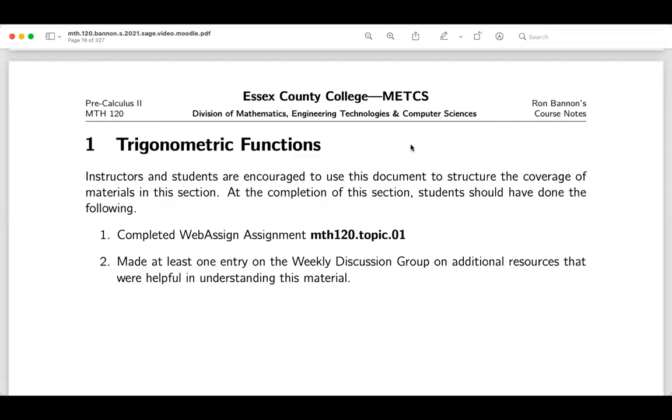Okay, we're in section 1 of the notes, and we've covered this section already. This is the trigonometric function section. Once you're done covering the entire section 1 of the notes, you were to then go to WebAssign and complete the Math 120 topic 1 of the WebAssign. You should also consider contributing to the discussion group. Try to talk about resources or what's helping you learn the material.